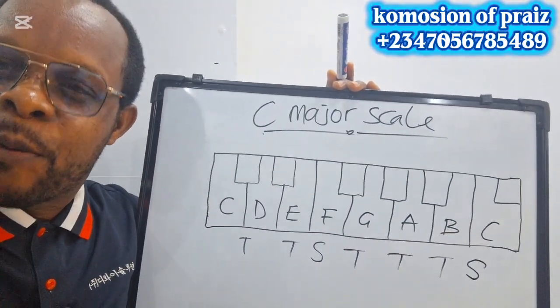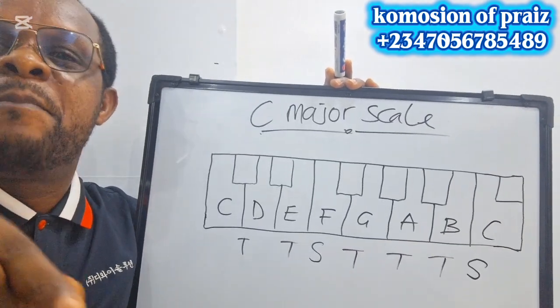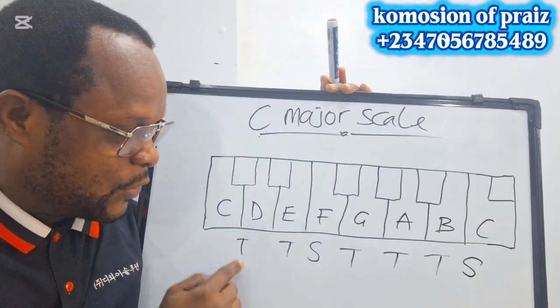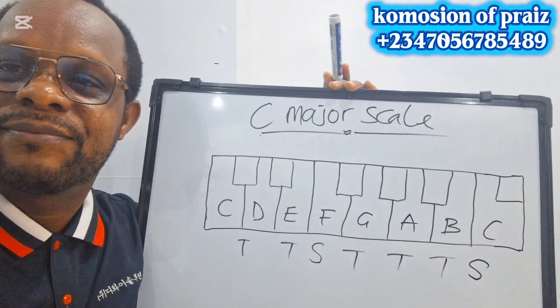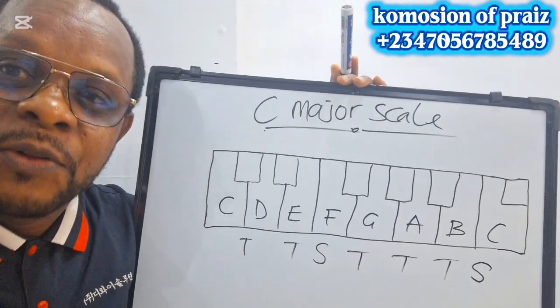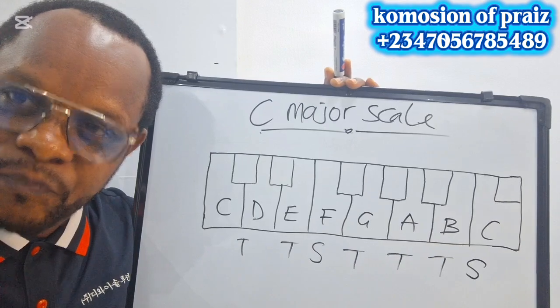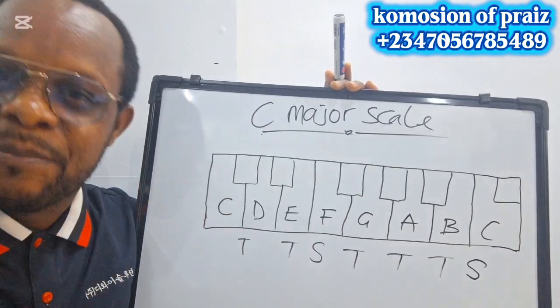So, our formula to set up other major scales: tone, tone, semitone, tone, tone, tone, semitone. Can I hear you say that? Tone, tone, semitone, tone, tone, tone, semitone.